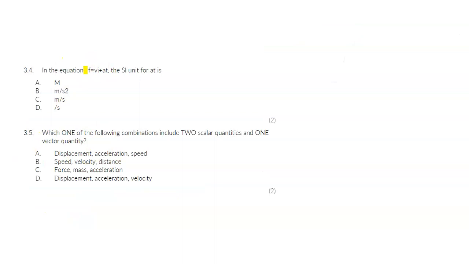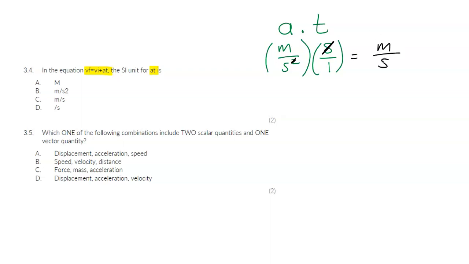Now, in the equation that looks like that, they ask the SI unit for a times t. A, your acceleration, the SI unit for acceleration is meters per second squared, and time is in seconds. So we can multiply the numbers of acceleration and time, or we can multiply the SI units. If I multiply the SI units, one of the seconds at the bottom cancels, so what I'm left with is meters per second.